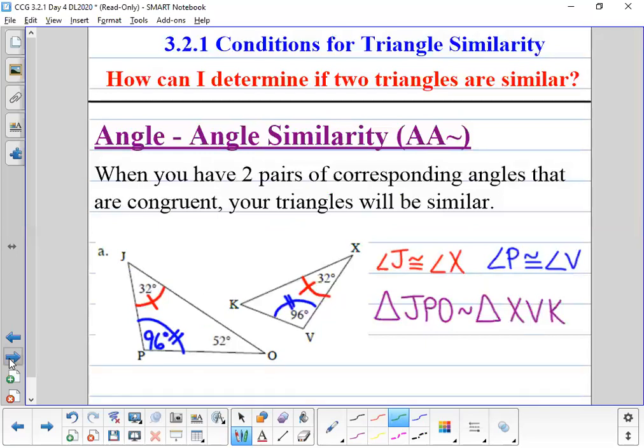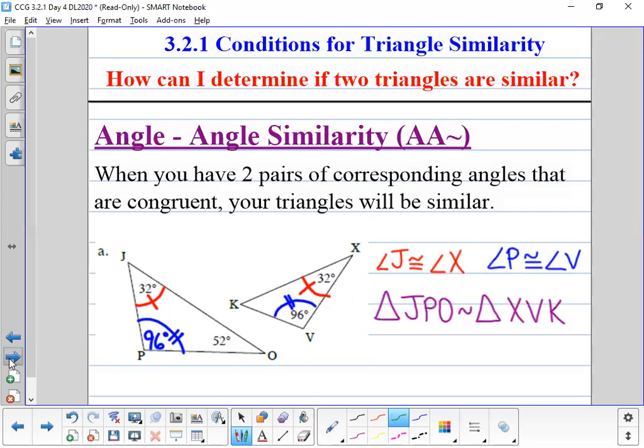Here are your right side notes for today. We've learned 2 shortcuts or 2 conditions for similarity. The first one is angle-angle similarity, and we can abbreviate that by writing AA similarity or AA tilde. And this is what happens when you have 2 pairs of corresponding angles that are congruent. If I know that 2 pairs of corresponding angles are congruent, then my triangles will be similar. So that's my first condition for similarity, my first shortcut, angle-angle similarity.